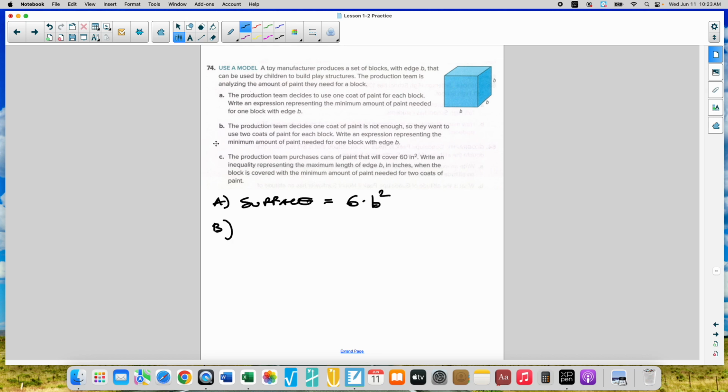The production team decides one coat of paint is not enough. So they want to use 2 coats of paint for each block. Write an expression representing the minimum amount. So that would be 2 times 6b squared.